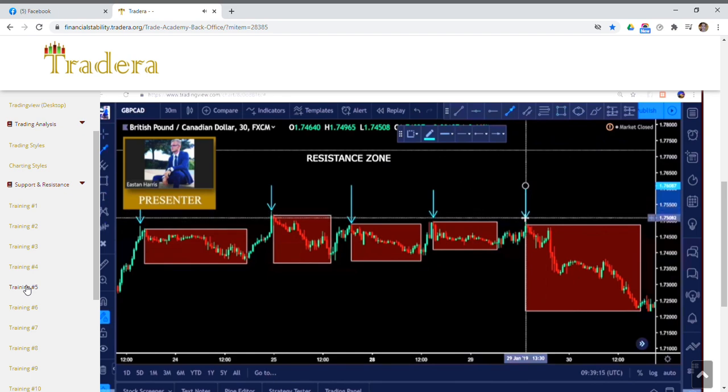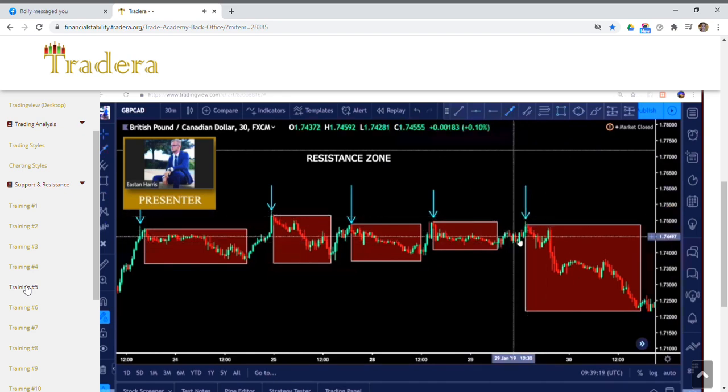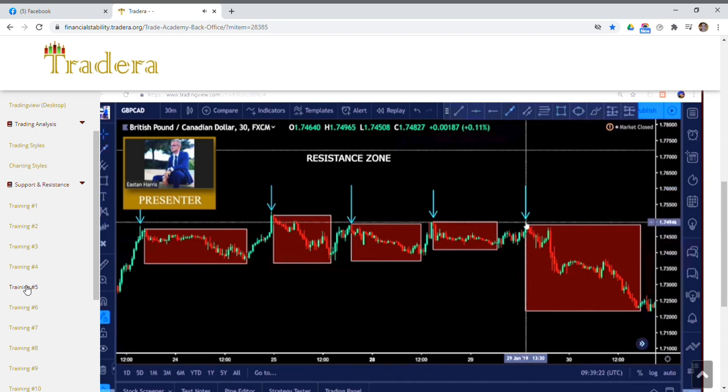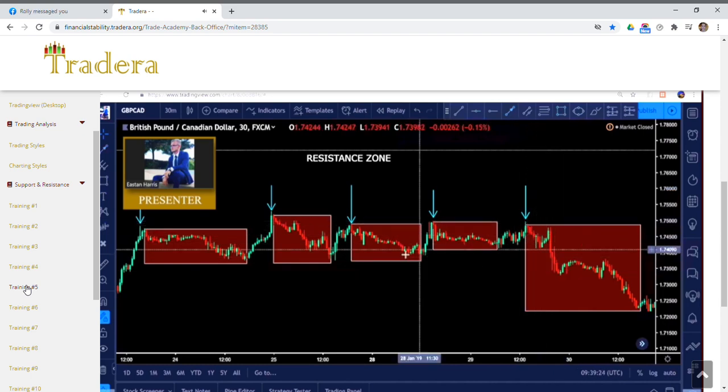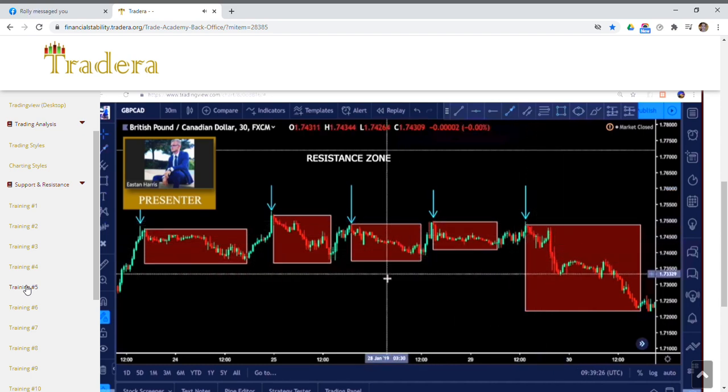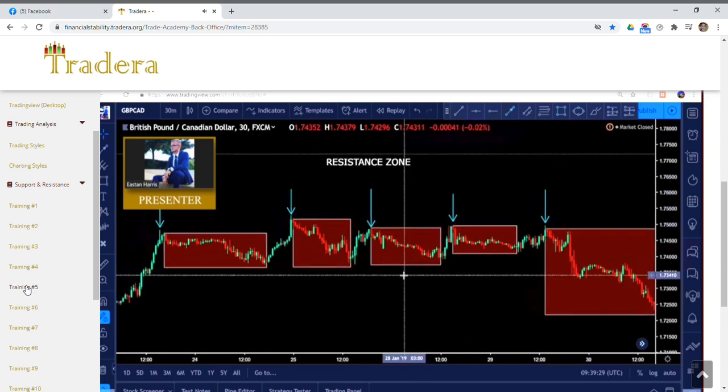Right there at the wick. We had a small bullish move, wicked up, went bearish. These are our points that we need within our zone.